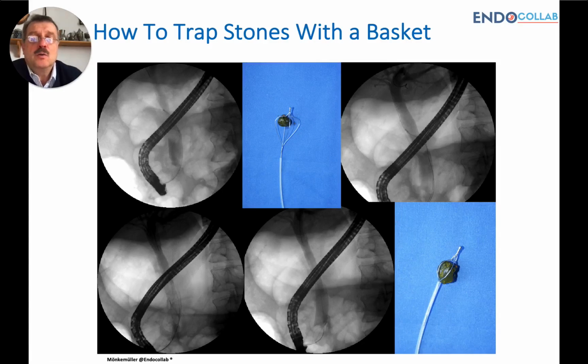Now we will talk about how to trap stones with a basket. Trapping stones with a basket follows simple rules. Essentially, you can trap the stone by going forward in and pushing against the stone. You can trap the stone by passing the basket proximally and then opening and pulling.